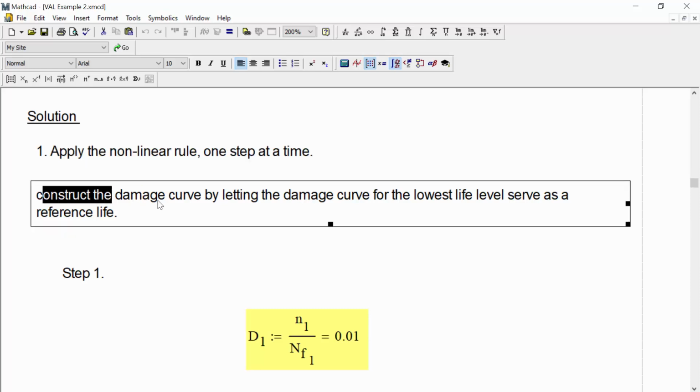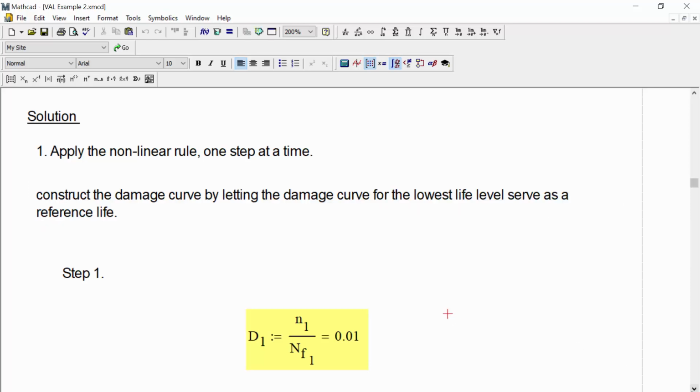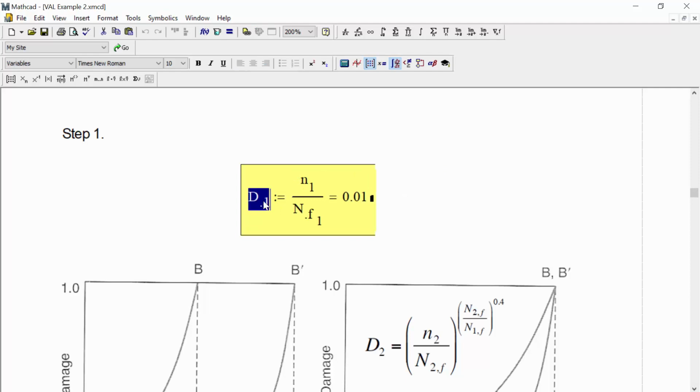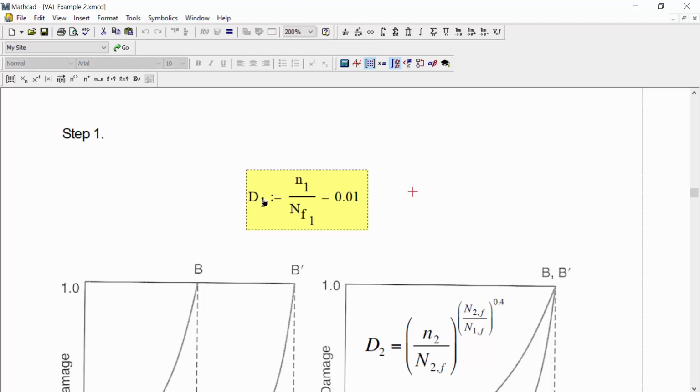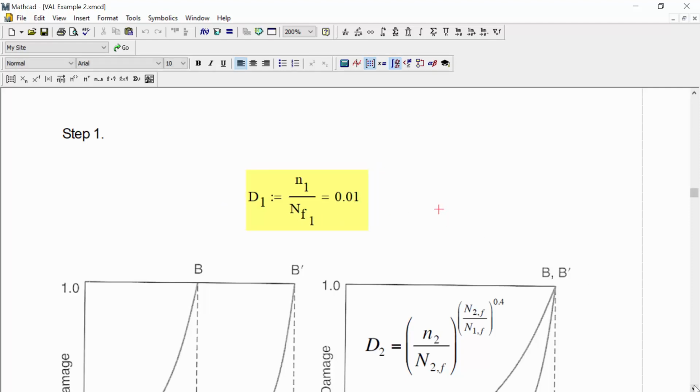And our goal is to construct the damage curve by letting the damage from the lowest level, from step 1, serve as our reference. So let's start with calculating the damage at step 1. D1 is equal to N1 divided by NF1. So the damage accumulated at the end of that first block, or at the end of the first step, is going to be equal to 0.01.